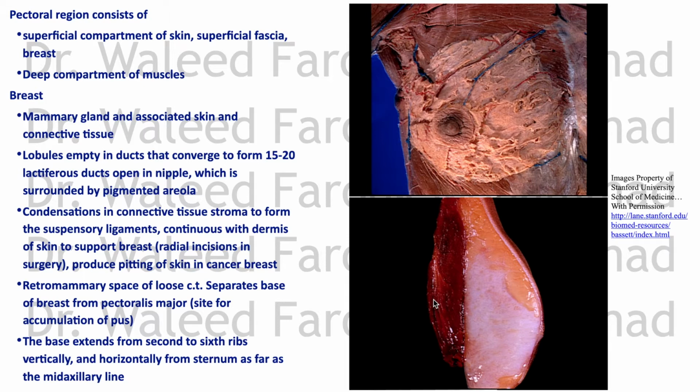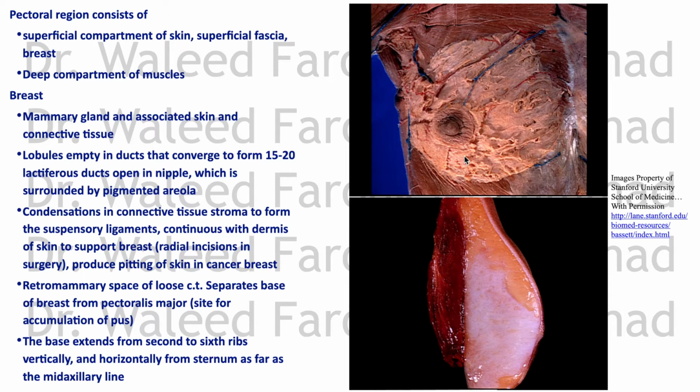Now, the connective tissue surrounding the gland in the breast actually condenses in many areas in a certain pattern. You see those ligaments that are cut from the skin, see that? And how they are radial in arrangement. These are the suspensory ligaments of the breast, the suspensory ligaments of Cooper. And they're responsible for the pitting that appears during breast cancer.